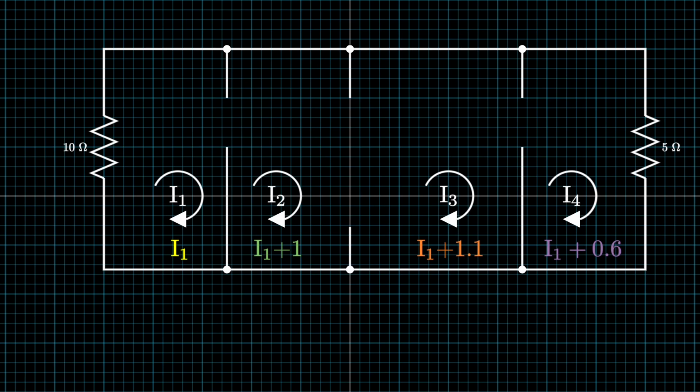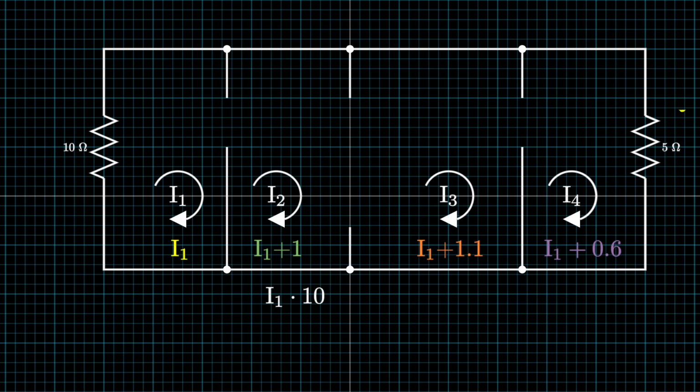Now let's write out the mesh equation, as if there's nothing suspicious at all. We use the current closest to a component. So for example, the current through loop 1 would just look like this. It is closest to that 10 ohm resistor, so we'll write that as our term in our equation. Okay, now the next term is I4, the current through loop 4, multiplied by the 5 ohm resistor.